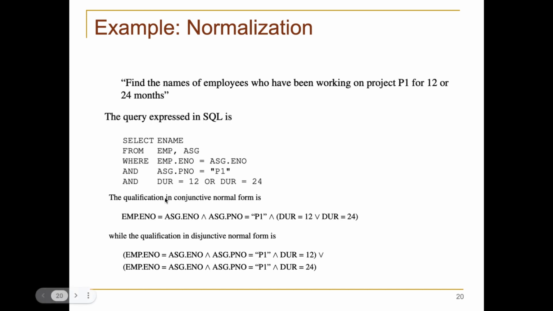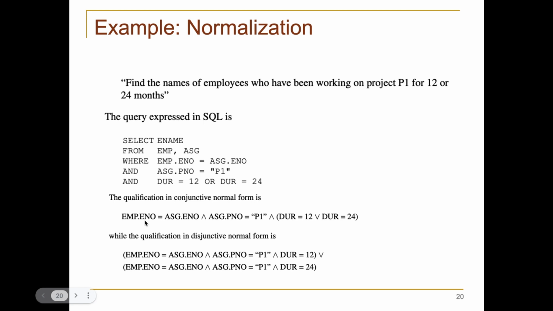So in order to transform this declarative query into conjunctive normal form, we can simply convert AND operations to conjunction and OR operations to disjunction. So the conjunctive normal form equivalent of this query is written as employee.employee number is equal to assignment.employee number, and assignment.project number is equal to P1, and duration is equal to 12 or duration is equal to 24. So this is in conjunctive normal form.